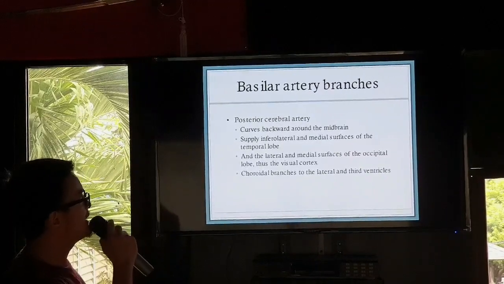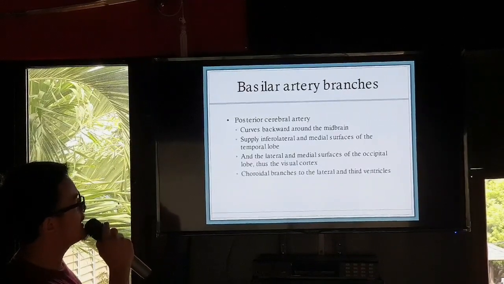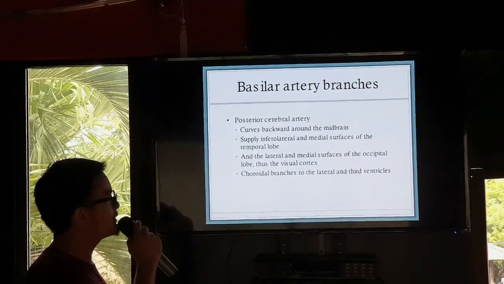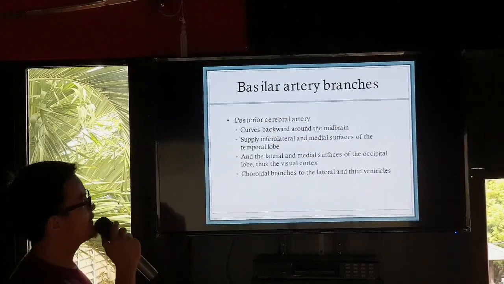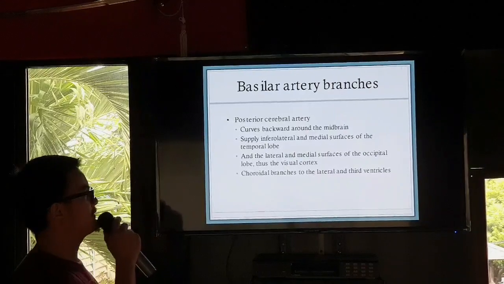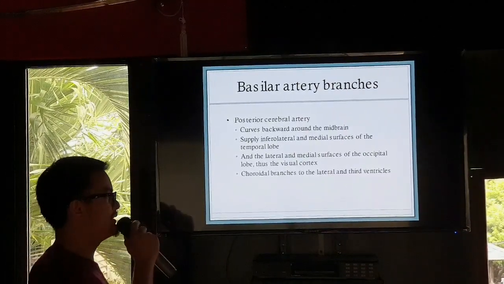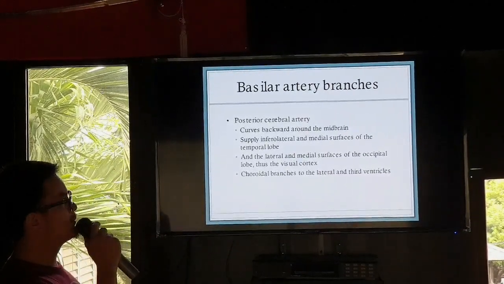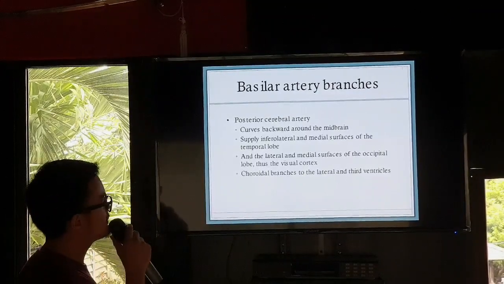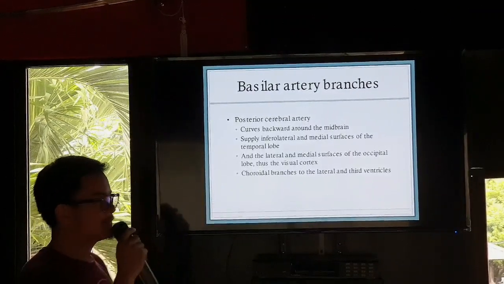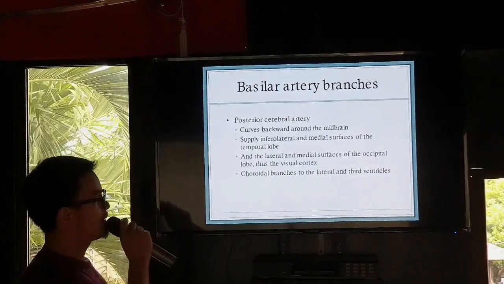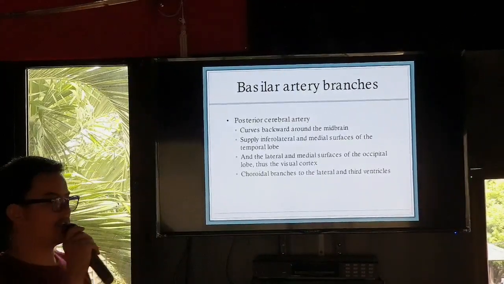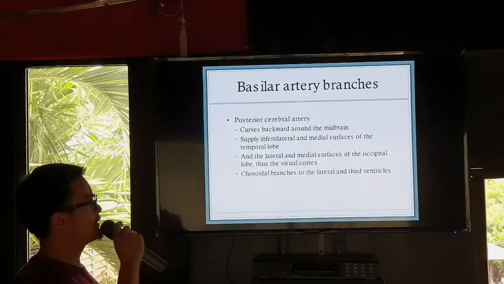velum. Then, lastly, you have the posterior cerebral artery. It curves backward around the midbrain and supplies the inferolateral and medial surfaces of the temporal lobe, and the lateral and medial surfaces of the occipital lobe, thus the visual cortex. So, hearing and vision supplied by the posterior cerebral artery. Choroidal arteries to the lateral and third ventricles. So it also gives choroidal branches.